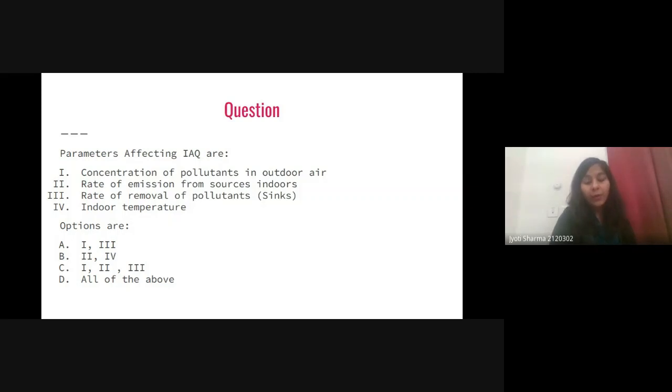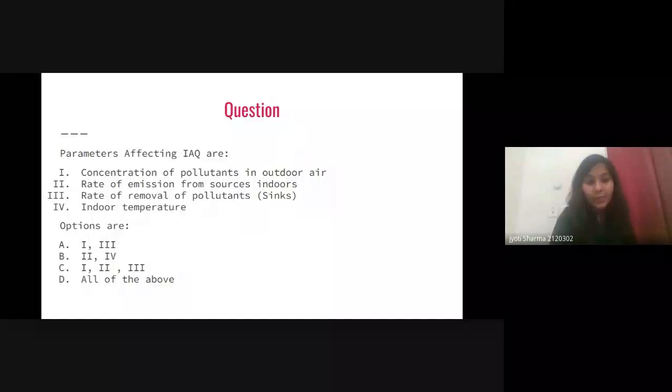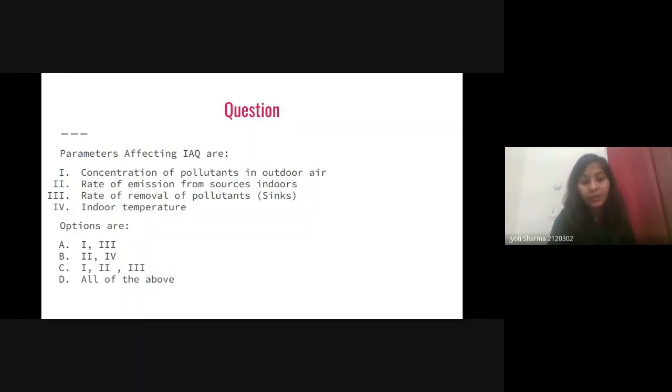Okay, so we have different parameters that can affect the indoor air quality, and you have to tell me what these parameters are. So we have concentration of pollutant in outdoor air, rate of emission from source indoors, rate of removal of pollutant, and the indoor temperature. And options are A, B, C, D. You have to tell me. What should be the answer? Tell me, B, second and fourth.